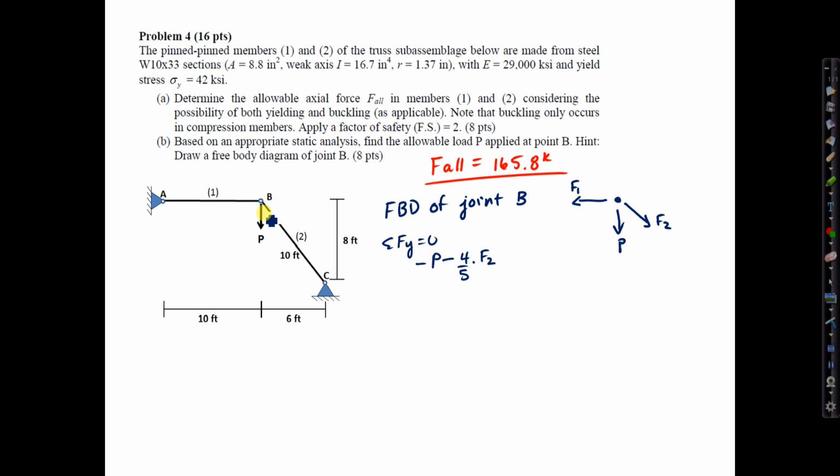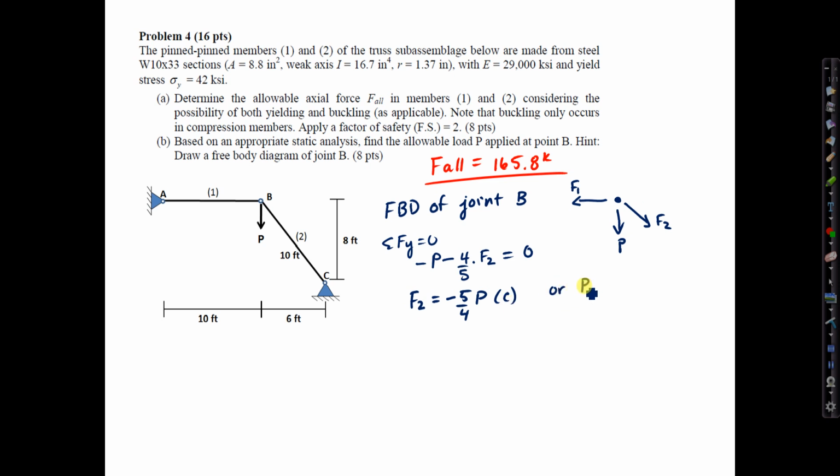I have negative P minus 4/5 times F2. I get 4/5 from the geometry of the triangle here. This is a 6, 8, 10 or 3, 4, 5 triangle. So the component of F2 in the Y direction is 4/5 of the total. Set that equal to 0. That tells me that F2 is equal to negative 5/4 P. Negative value indicates it's in compression, the opposite of what I assumed.